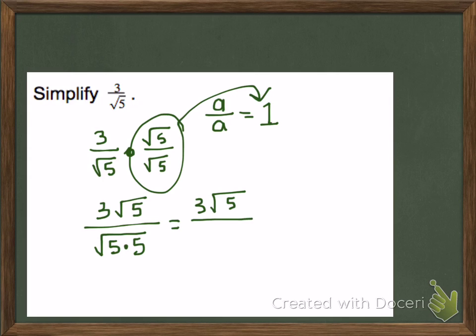So that's 3 root 5 over the square root of 25. And 25 is a perfect square, so I can take the square root of it. The square root of 25 is 5. So by multiplying the square root of 5 times itself, I get rid of the square root bar. And then in the numerator, I have 3 root 5. So now I don't have a fraction under a radical sign. There are no radicals in the denominator, and I've taken out all my perfect squares. So that's simplified.